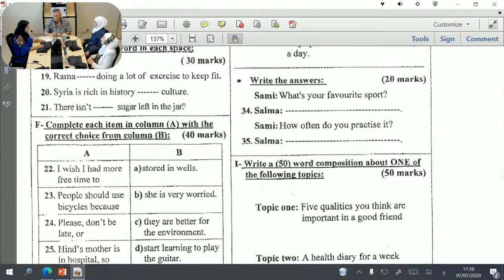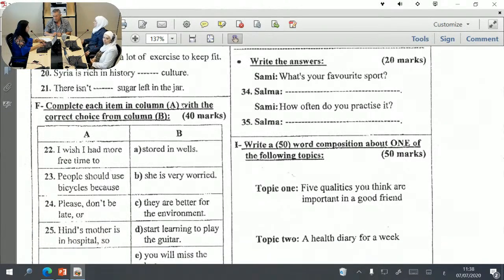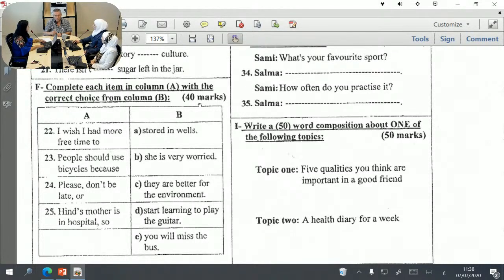Only 1 composition. Here we have 2 topics: 5 qualities you think are important for a friend, and a healthy diary for a week. This one is omitted from the last 2 units. They are going to have 2 choices. They are going to choose 1 paragraph, 1 composition only.